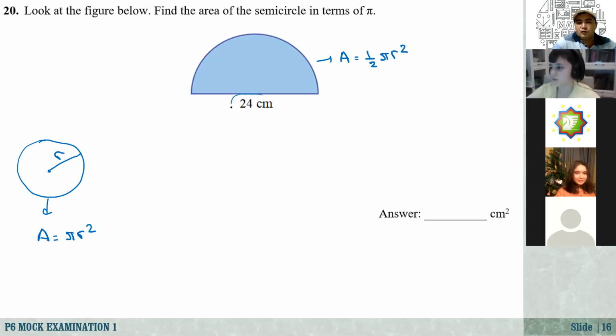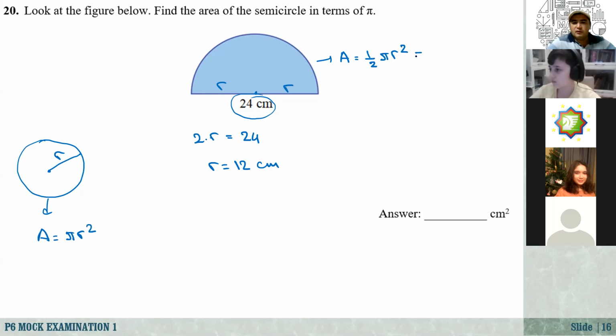Now, what is 24? 24 is the diameter. So here, this one is a radius and this one is a radius. So 2 radii, right? 2 times the radius is equal to 24. So 2 times what number is 24? From here, the radius of the circle is 12 centimeters.